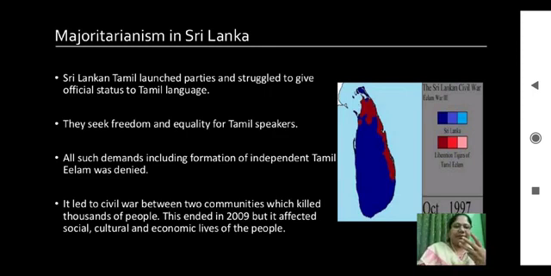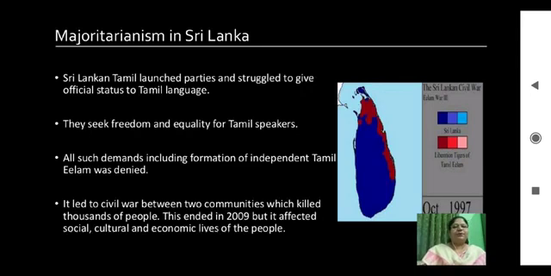Now we have discussed three majoritarian measures, and now we are going to discuss the demands of the Sri Lankan Tamils. So the first demand they made was that their language should become the official language of the state. Second one, they wanted freedom and equality for all the Tamil speakers. Why freedom? Because they were not being treated in the same way the Sinhalese were being treated. And finally, they wanted a Tamil state, a Tamil Elam. Elam means a state. So they wanted the creation of a separate, independent, autonomous Tamil Elam.